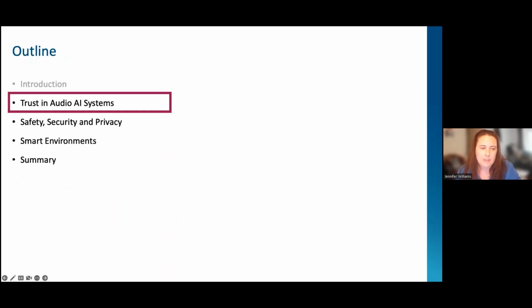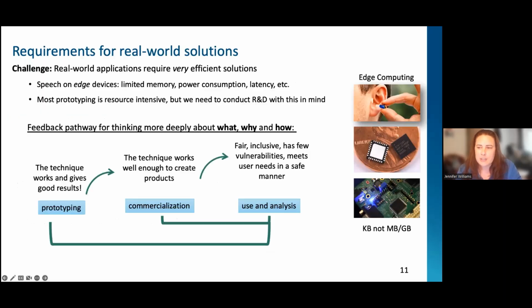So next, I'll talk about trust in audio AI systems. I like to show this slide, especially to students, because one of the challenges that we're working with right now is that real-world applications require very efficient solutions. And what I mean by that is that a lot of the speech technology that we develop on large compute clusters ultimately will be marketed and turned into products on edge devices. These edge devices have limited power, limited memory, and they require very low latency.